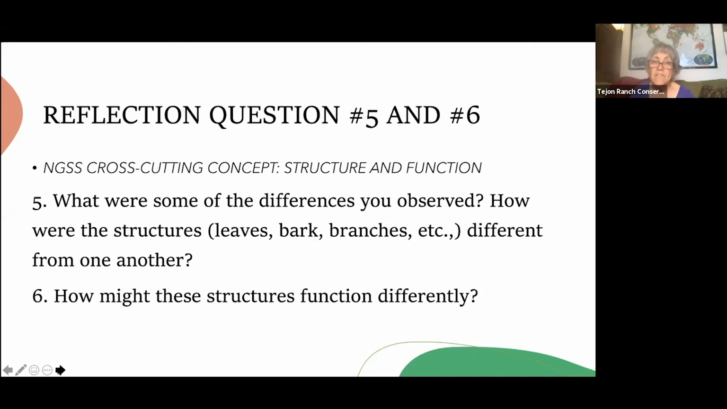All right, and then the next set of questions, those cross-cutting concepts are structure and function. So number 5, what were some of the differences you observed? How were the structures, like leaves, bark, branches, whatever it was you're observing, different from one another? So how were they different? And then how might these structures function differently? So why would there be, on my mint plant, why did one of those plants have little tiny hairs on it? The other plant didn't. Why would one plant need it, the other wouldn't? What was the function of those?